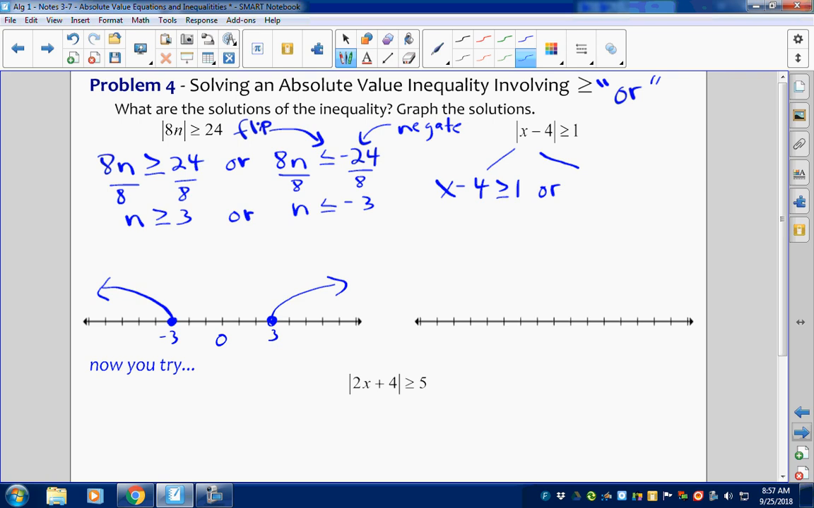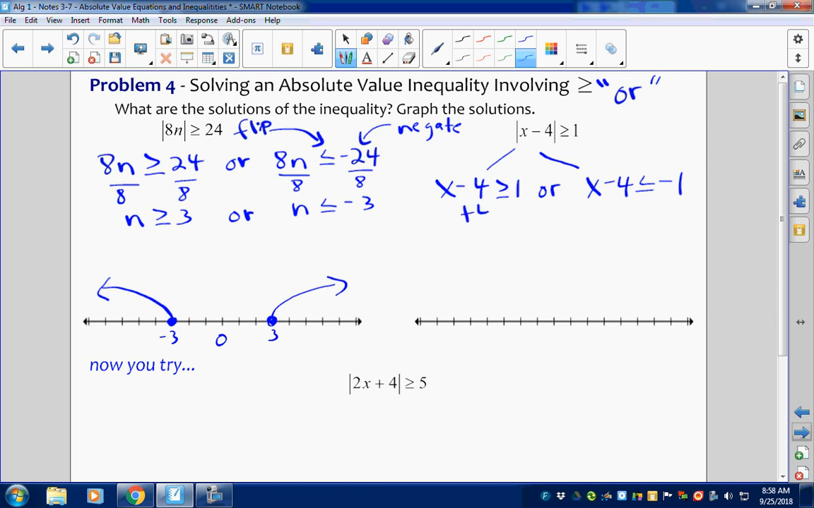We get for the other case here, x minus 4 is less than negative... Yeah, less than -1. That's it. So it's a flip and a negate. And then you solve them. Looks like a lot of you are solving it already.